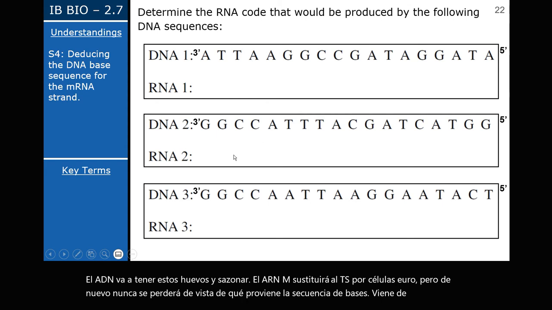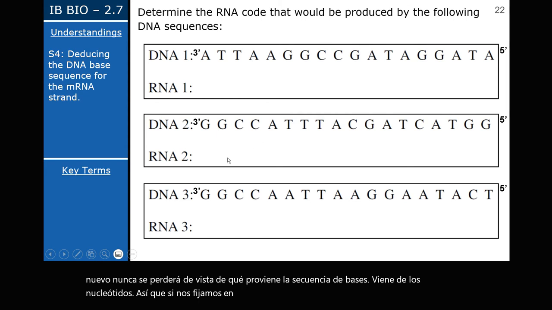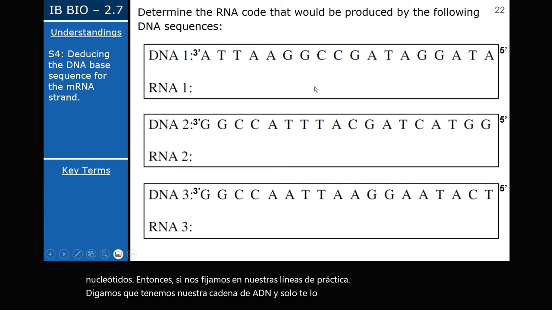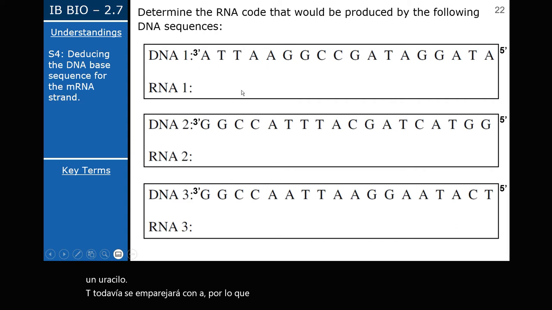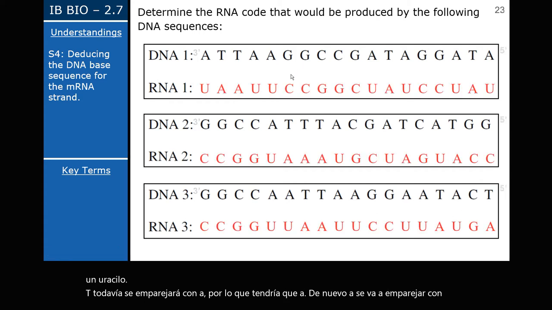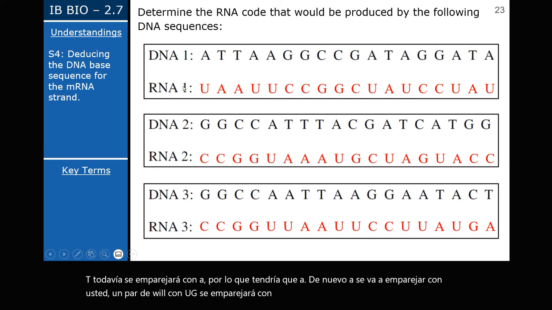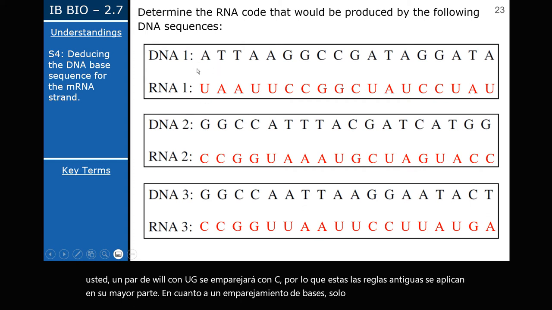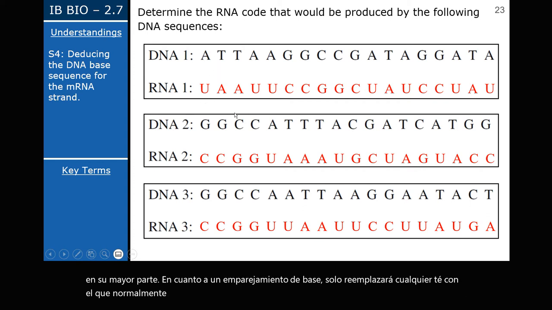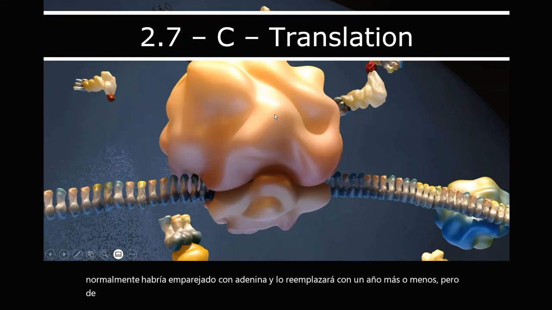So if we look at our practice strands, okay, say we have our DNA strand, and I'm just telling you straight out that this is the 3' to 5' direction, so you could just do a straight complementary strand. So for this one, A would normally pair with T in DNA, but now it's going to be a uracil. T will still pair with A, so you would have UAA. Again, A is going to pair with U, A will pair with U, G will pair with C. So the old rules apply for the most part as far as base pairing. You're just going to replace any T that you would normally have paired with adenine with a uracil. But otherwise, transcription problems are going to be pretty straightforward.